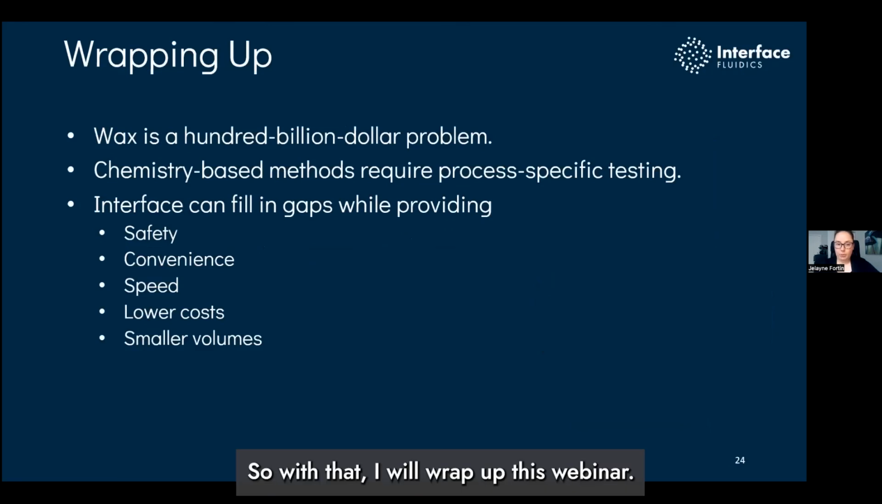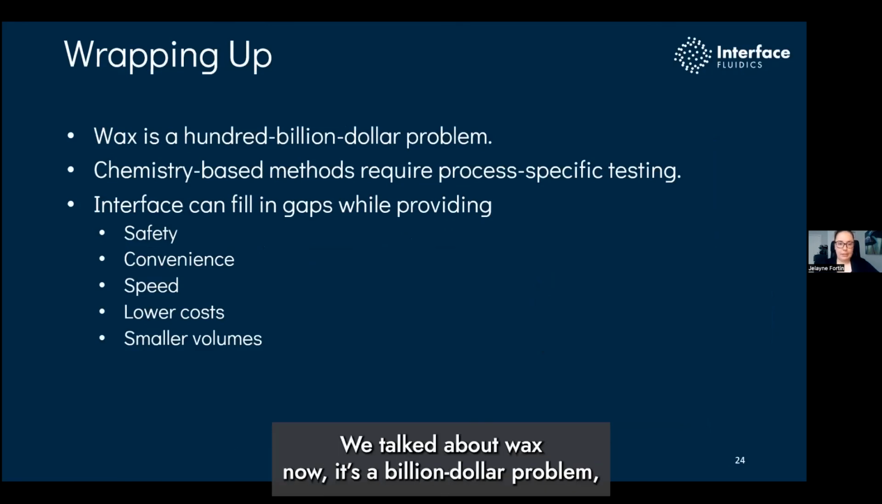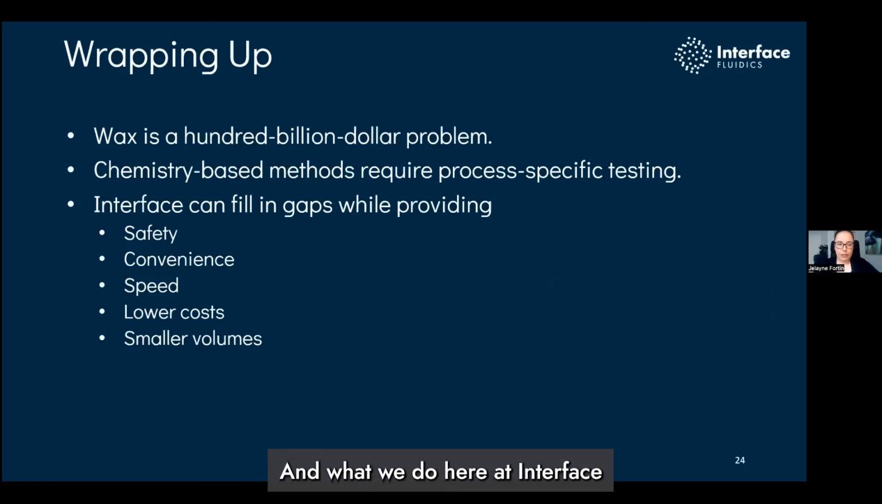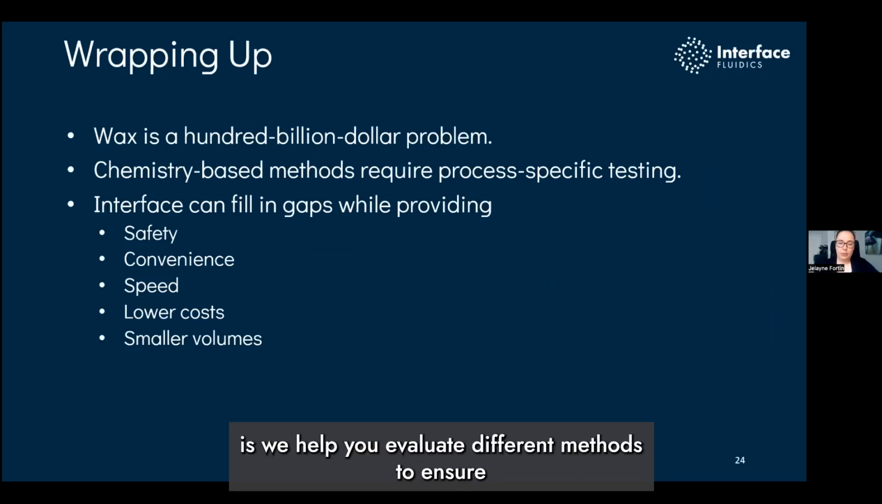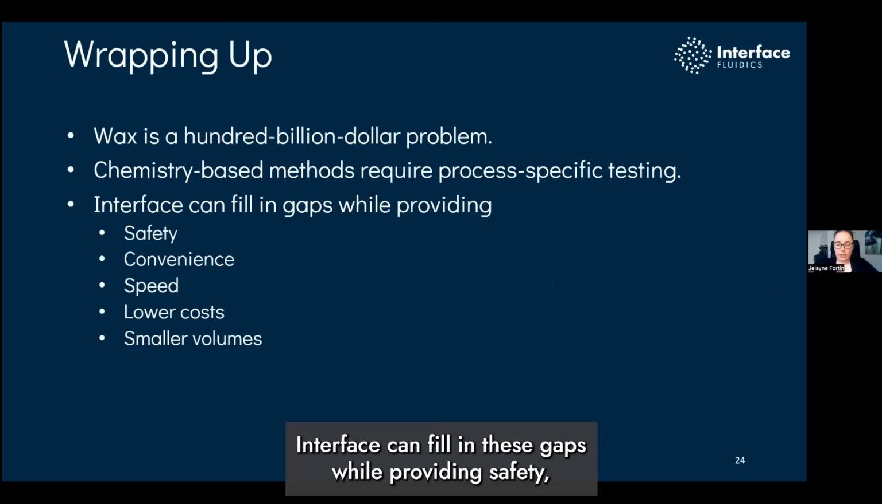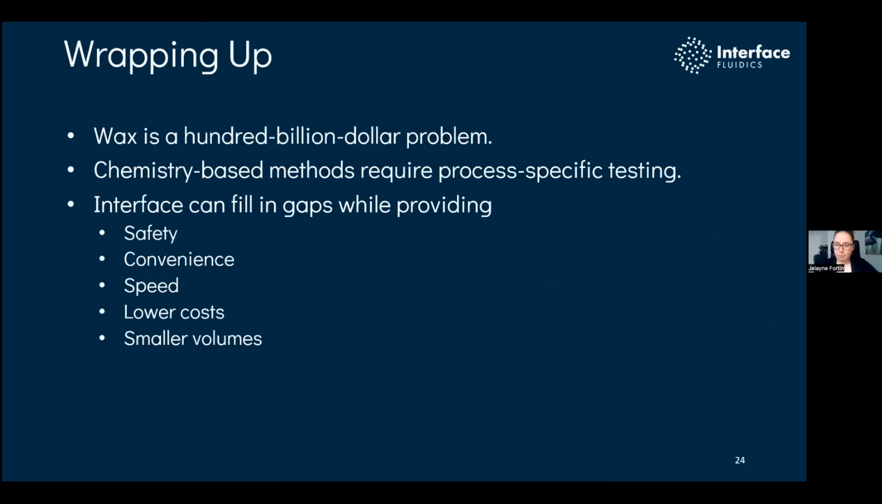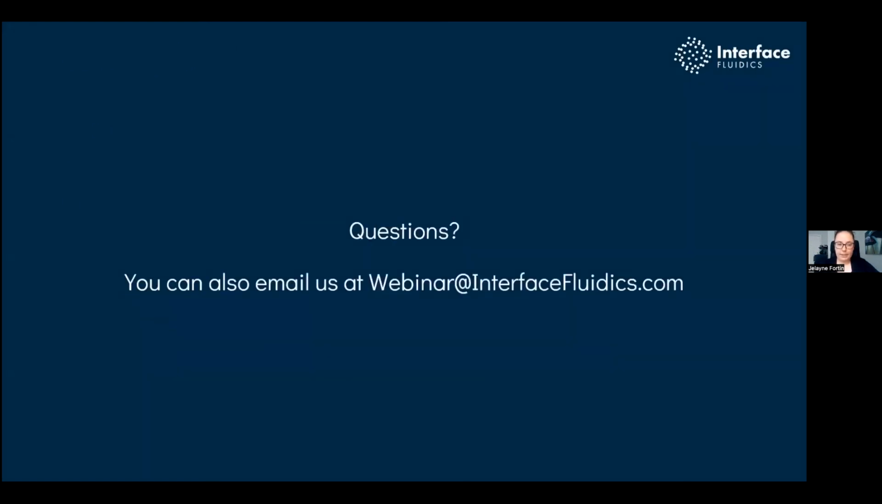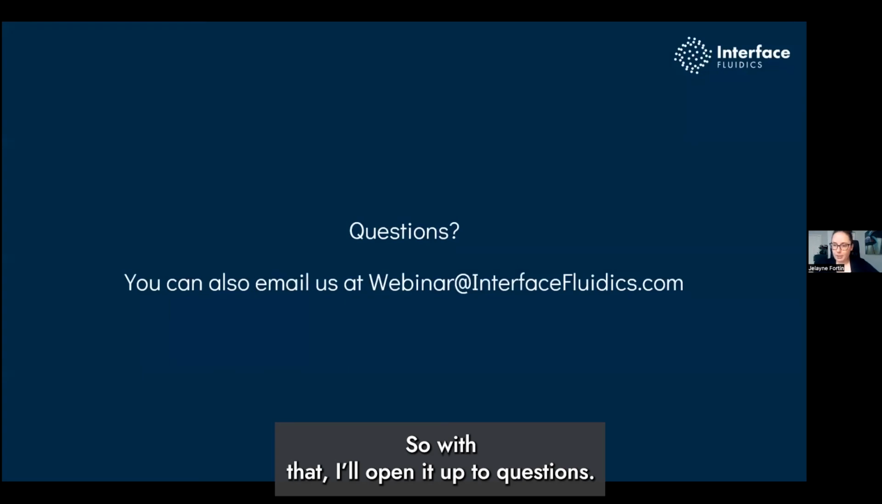With that, I will wrap up this webinar. We talked about wax now. It's a billion-dollar problem, and it's very important to be mitigated. What we do here at Interface is we help you evaluate different methods to ensure that you choose the right chemistry for your application. Interface can fill in these gaps while providing safety, convenience, speed, lower cost, and using lower volumes. With that, I'll open it up to questions.